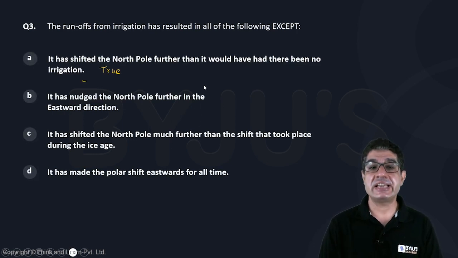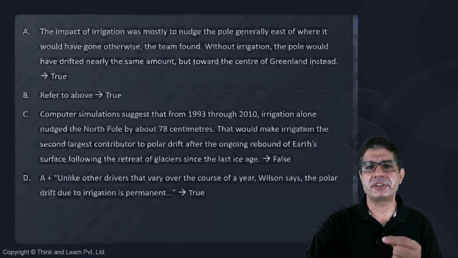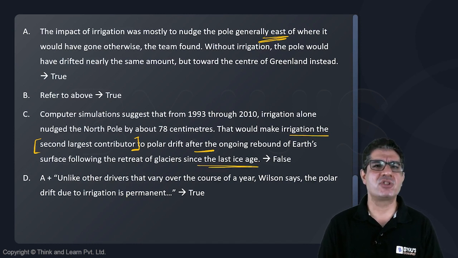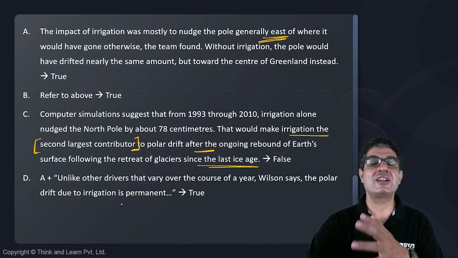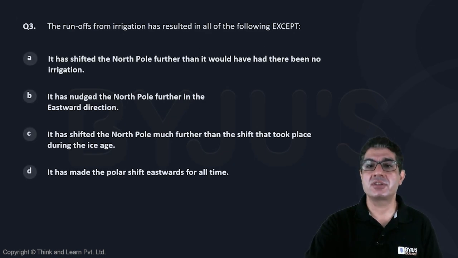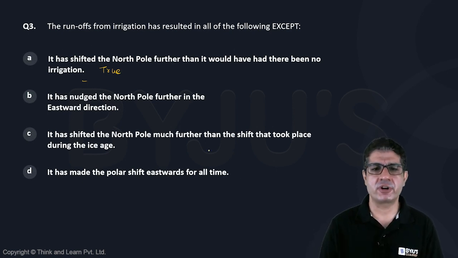Then have a look at C. It has shifted the North Pole much further than the shift that took place during the Ice Age. Now the passage actually contradicts it. Here is the line mentioned in the second paragraph. You notice irrigation has been labeled as the second largest contributor after that Ice Age thing. So the Ice Age definitely shifted it further. Had that not been the case, we would have called irrigation the number 1 effect, right? And therefore C is very clearly false.